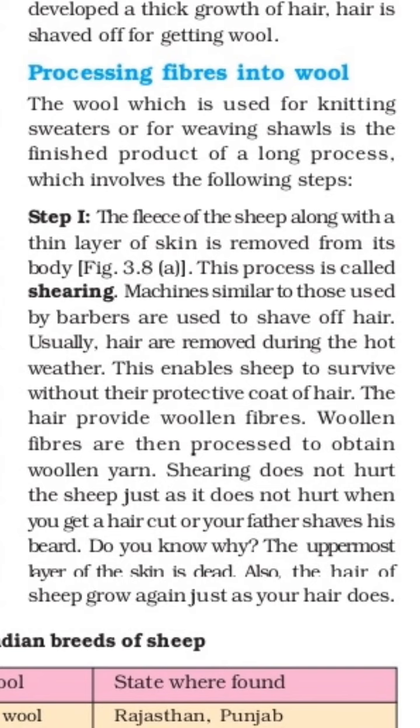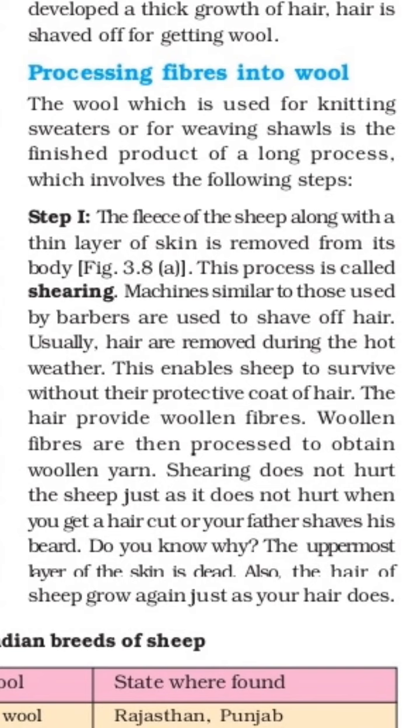Machines similar to those used by barbers are used to shave off the hair, and barbers also use different kinds of machines for shaving hair. Usually hair is removed during the hot weather, in the summer season, which enables sheep to survive without their protective coat of hair.